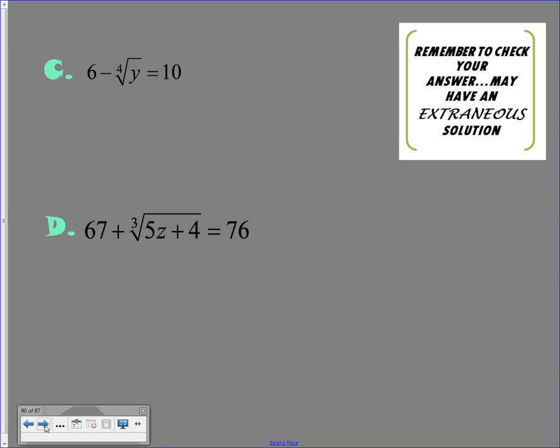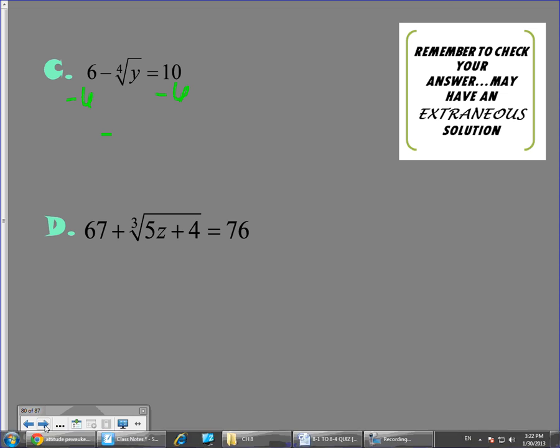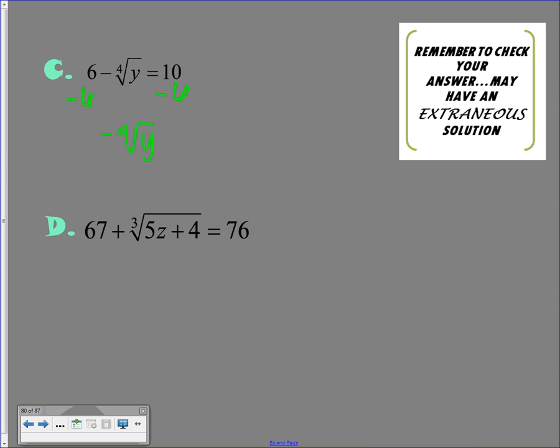If we look at example C, first thing I would want to do is move the 6 to the other side. So I'll subtract 6. So I'll have negative the 4th root of y equals 4. At this point, I would want to get rid of my negative. So I divide each side by a negative 1. So I'd have the 4th root of y equals a negative 4.